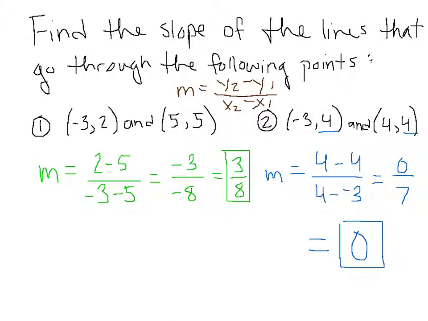However, if you get a slope where it's any number over 0, that means the slope is undefined. It's a vertical line. So make sure you write that down. If your 0 is on the bottom, it is undefined, you have a vertical line. 0 over any number is just going to be 0.